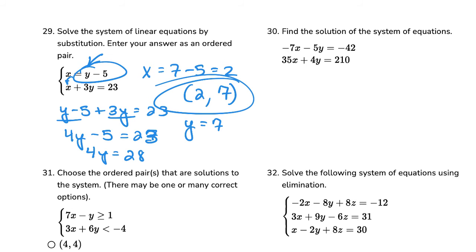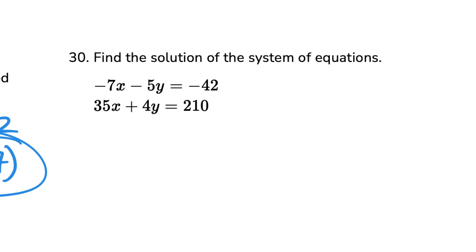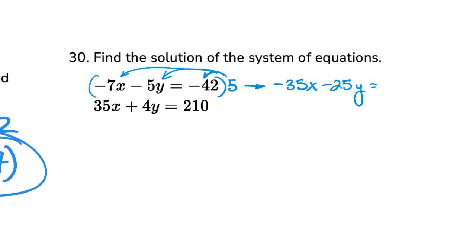And we're done. Substitution. This one I'd probably do with linear combination. 35 right there. If I take this negative 7 times 5, it'll be negative 35, and they'll cancel. So I'm going to take this one times positive 5. Gives me negative 35x, negative 25y, equals negative 210.